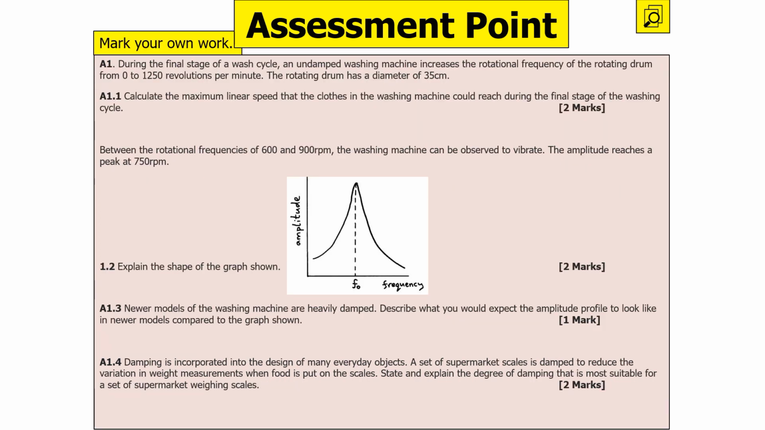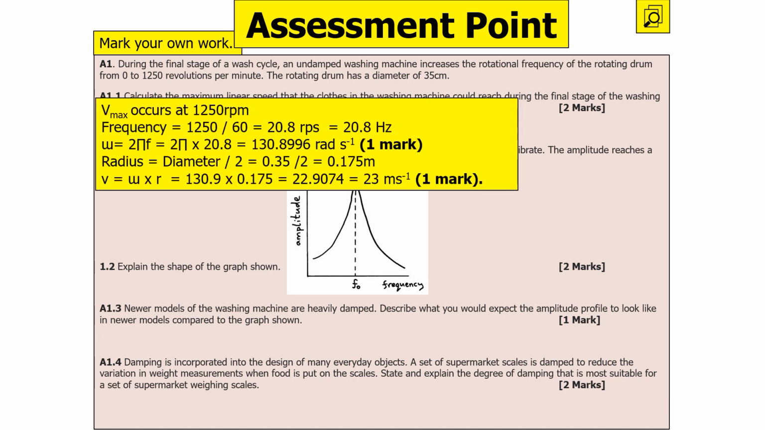Right, in this first one, we know that you get your Vmax at 1,250 revolutions per minute. Now we know frequency is going to be equal to 1,250 divided by 60, so it's 20.8 Hertz. Omega equals 2πf, so it's 2π times 20.8, because that's the frequency, so it's 130 radians per second. The radius is the diameter divided by 2, so it's 35 centimeters or 0.35 meters, divided by 2, so it's 0.175 meters. Vmax is equal to omega times r, pop in the numbers, we get 23 meters per second.